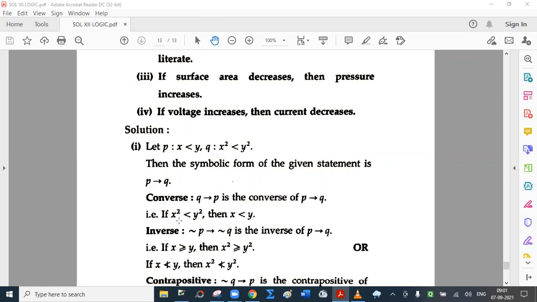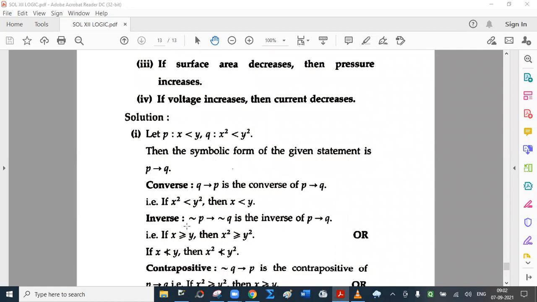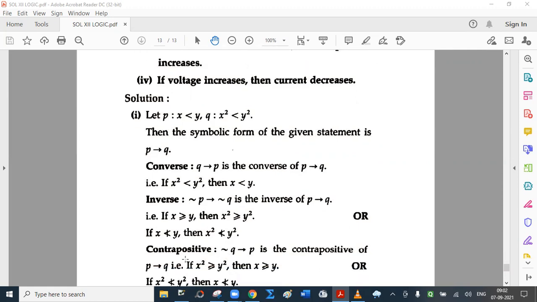So it will be, if x square less than y square, then x less than y. What is the inverse? Not P implies not Q. So if x greater than or equal to y, or you may say x not less than y, same thing. If x greater than or equal to y, then x square greater than or equal to y square. Or if x not less than y, then x square not less than y square.